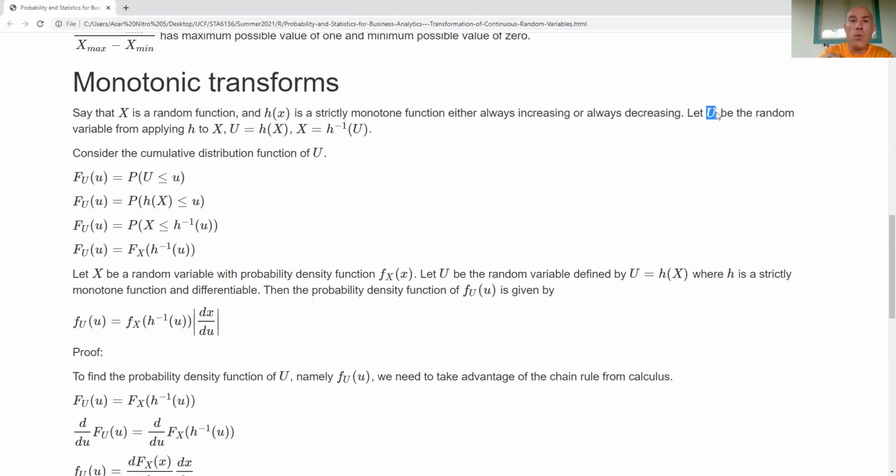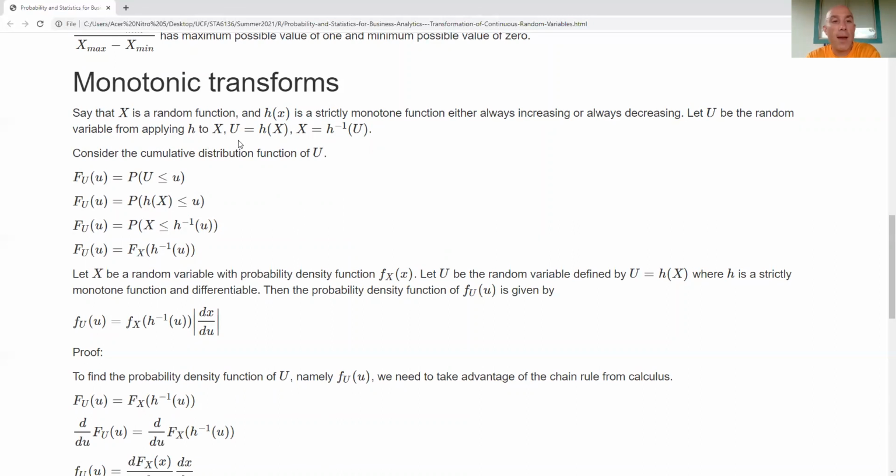And let's say that u is the result that I get from plugging x into that monotone function. So we say that u is equal to h of x. Now, it follows that x is equal to the inverse of h applied to u. All right, now remember that because it's a monotone function, here we're saying strictly monotone, so always increasing or always decreasing, then the inverse automatically exists.